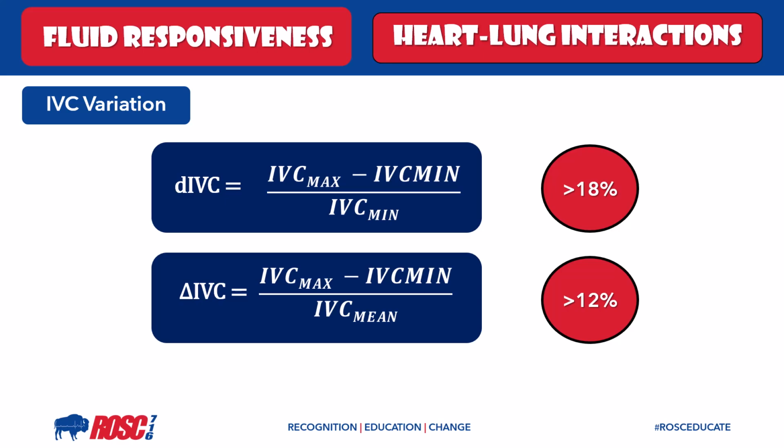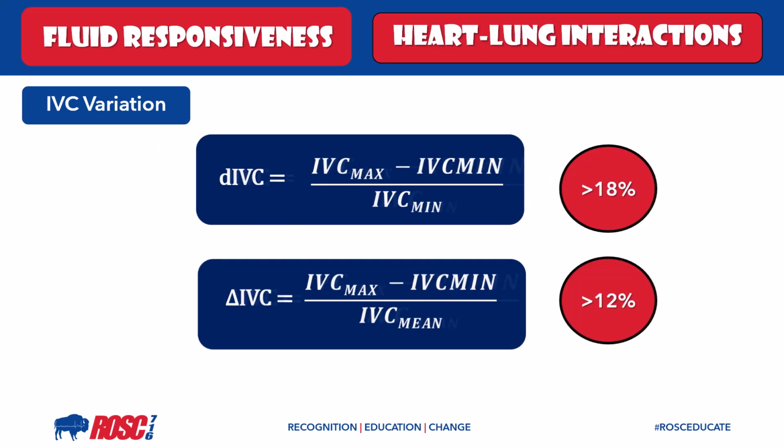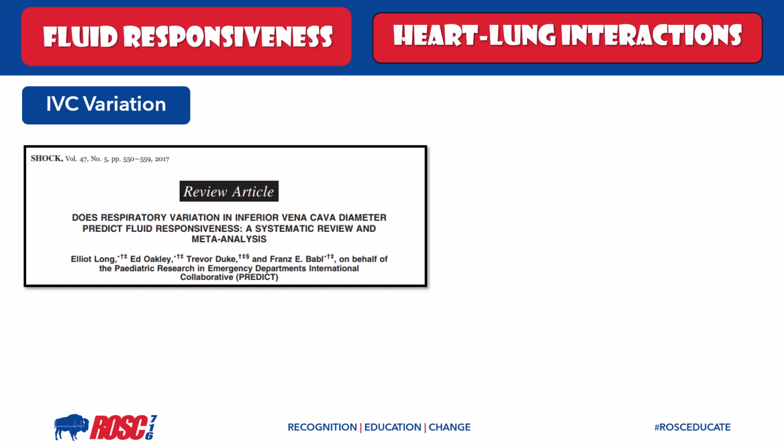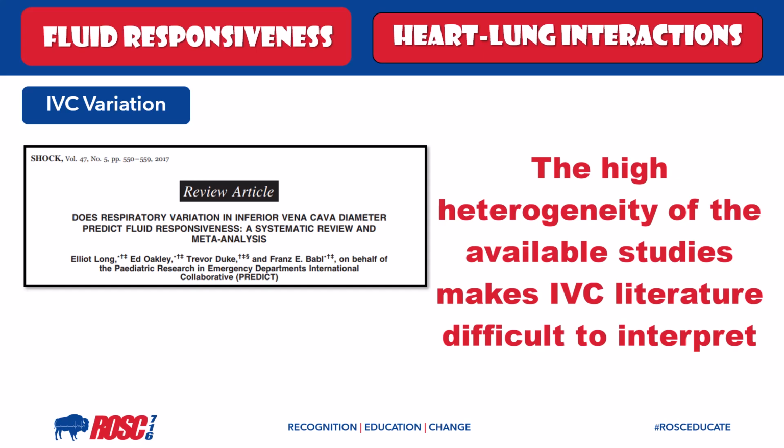What's the big question? Is IVC variation in a mechanically ventilated patient reliable? So what does the literature say? First, before moving forward, it's important to point out that IVC literature has a high degree of heterogeneity. That is, there's different everything. There's different ways to measure, different formulas. Is the patient ventilated? Are they non-ventilated? What are the comparators to the IVC? That too in itself has a high degree of variability in some of the studies.